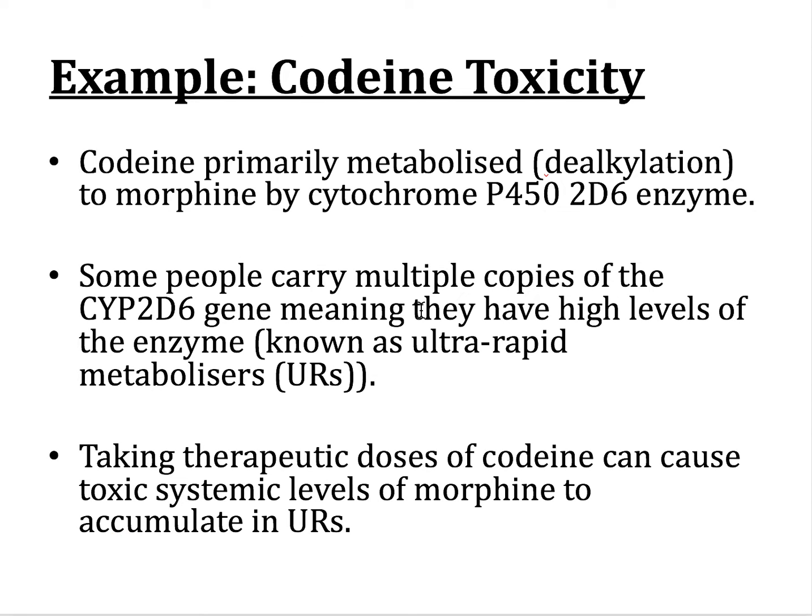Codeine is primarily metabolized by the P450 enzyme. Some people can carry multiple copies, which basically means that they are ultra rapid metabolizers. So this is also an example of pharmacogenetics in action. Some people, instead of having one normal copy of CYP2D6, may have more than one copy of the cytochrome 2D6, which means that they're ultra rapid metabolizers.